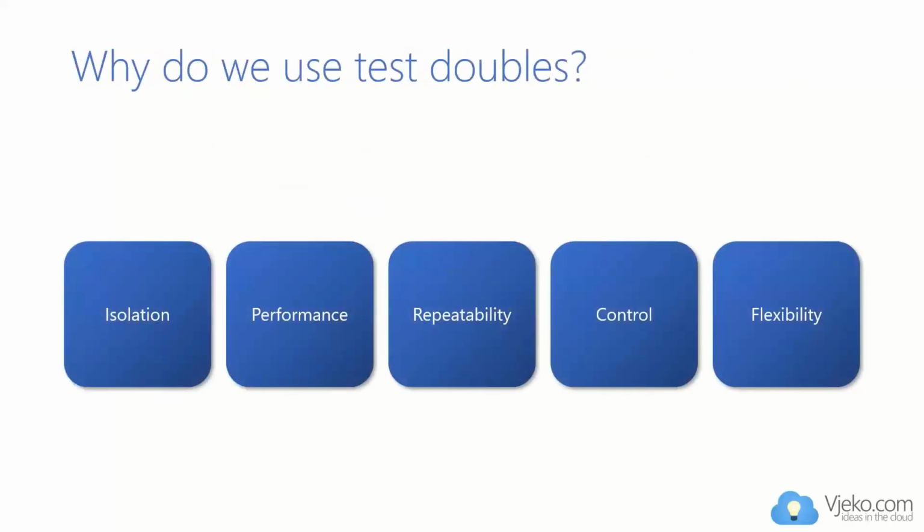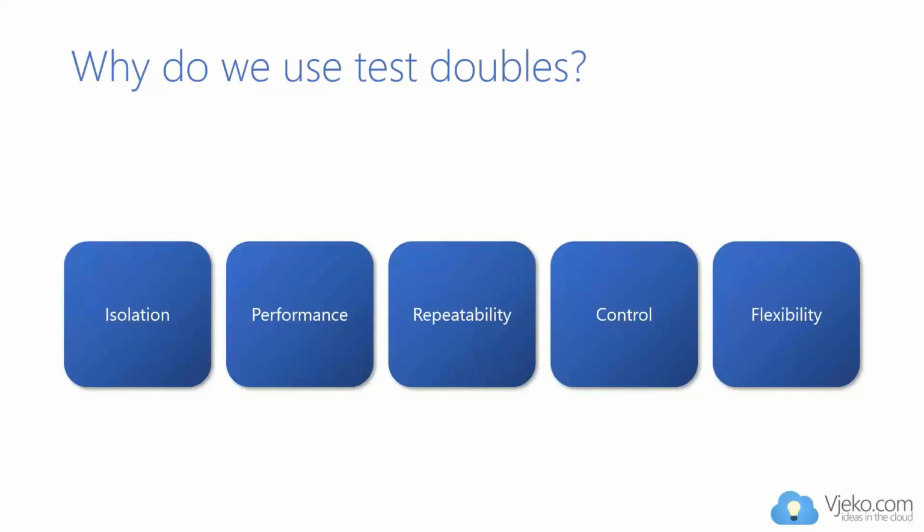So let's take a look at why we use test doubles. The first reason is isolation. Test doubles allow you to isolate the component you are testing from its dependencies. This helps you verify that the code you are testing behaves as expected without being affected by the behavior of its dependencies. The second most important reason why we use test doubles is performance.